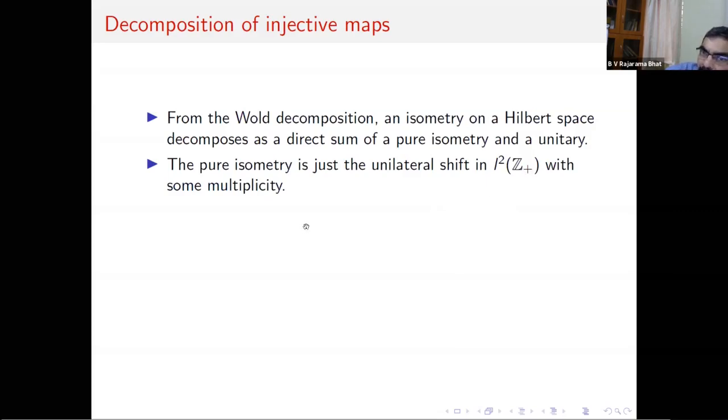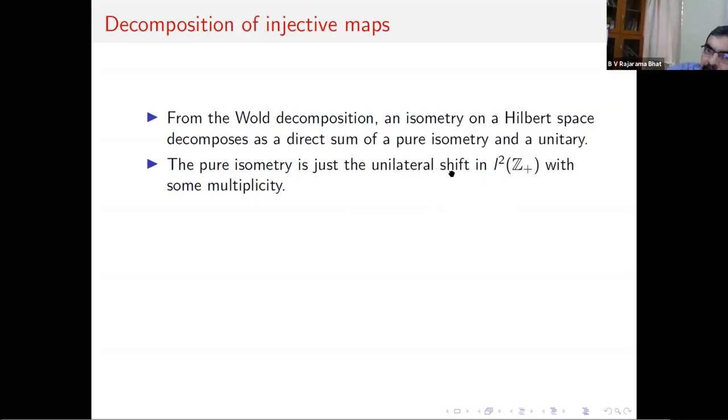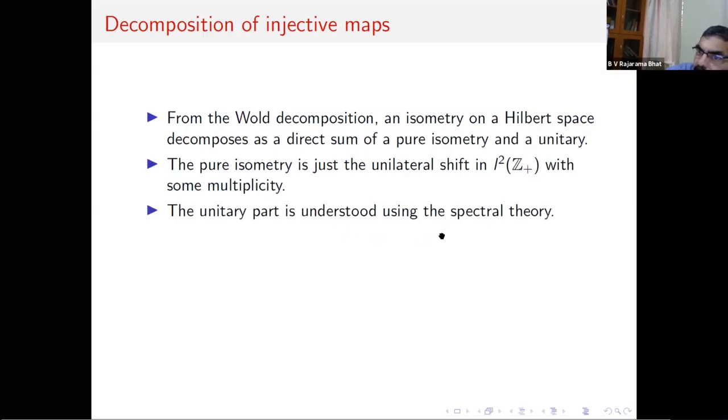So the pure part is very easy to understand. Basically there is only one example there, namely the unilateral shift, but it can come with some multiplicity. What about the other part, the unitary part? That you have to understand using spectral theory. There you have the spectrum on the circle and you have to apply the whole machinery of spectral theory. And if you want to understand it fully, you have to understand the multiplicity there. So you have to go to the Hahn-Hellinger theorem and all that. So in fact, that part is actually more complicated. It's the pure part which is very simple.